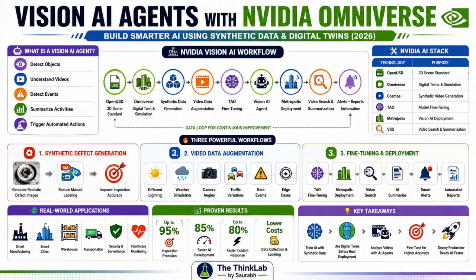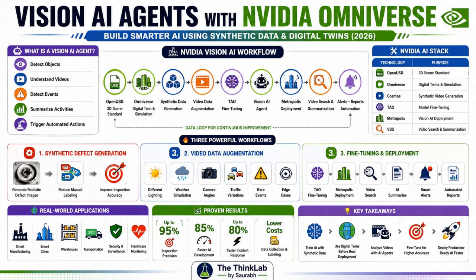The next technology is NVIDIA Omniverse. Omniverse is a platform for creating digital twins. Now what exactly is a digital twin? A digital twin is an exact virtual copy of a real-world environment. Imagine creating a virtual factory. Every machine has the same position as in the real factory. Every conveyor belt moves exactly the same way. Every robot behaves exactly like the real robots, and every camera is placed in the identical location.